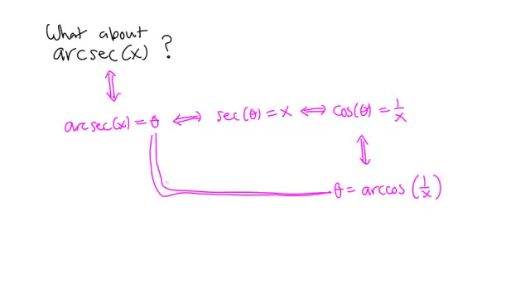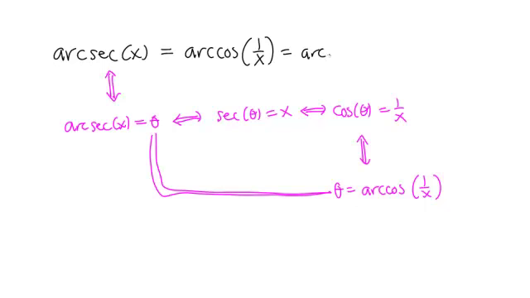Arcsecant of x is theta, but that same theta is equal to the arccosine of 1 over x. And so we don't need to make any specialized definitions. We can just note that the arcsecant of x is equal to the arccosine of 1 over x, or if you'd like, the arccosine of the reciprocal of x.